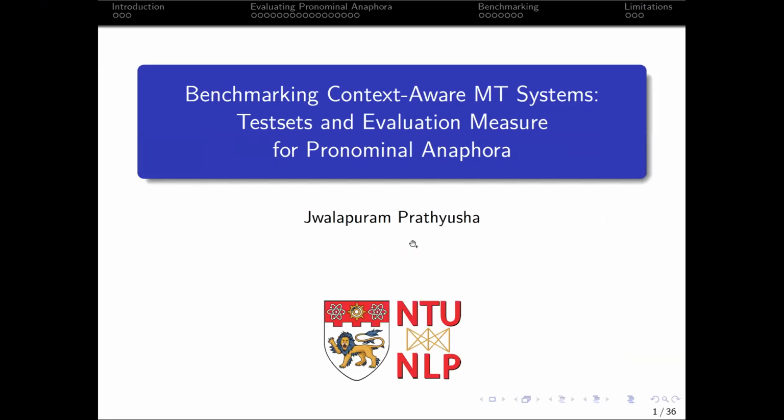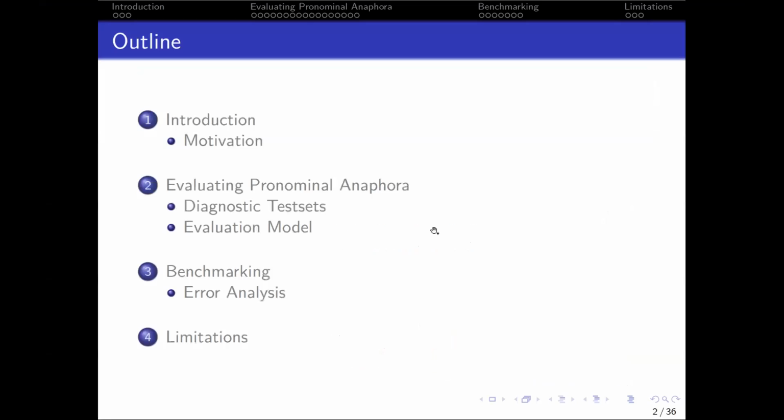All right, so hello everyone, I'm Jwala. And I'll be presenting my PhD work on benchmarking context-aware MT systems, where I'll talk about the test sets and evaluation measure for pronominal anaphora. I'll start off briefly by talking about the motivation, and then I'll talk mainly about how we created diagnostic test sets and an evaluation model. Then we'll use these diagnostic test sets and evaluation model to benchmark some context-aware systems and look at the error analysis. And finally, I'll end with some discussion on the limitations of our approach.